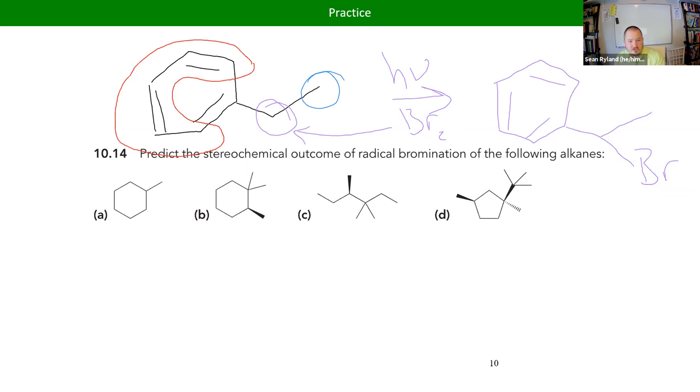And did we make a stereocenter? Yeah. We have four different things attached to that benzylic carbon. So we'd say R plus S.